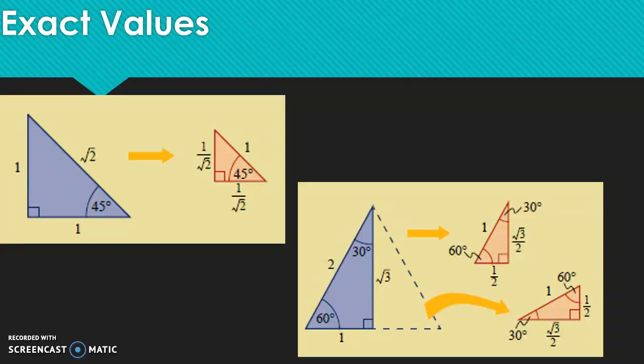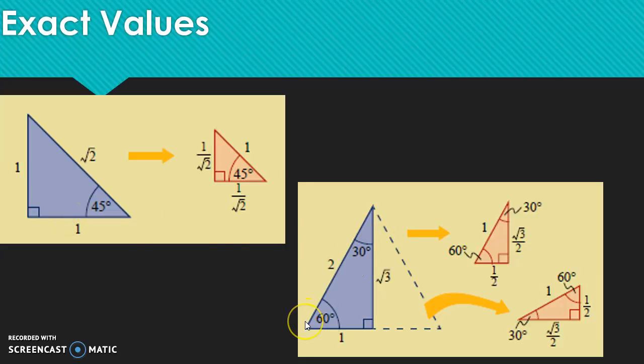So with our exact values, this all should be fairly familiar to you. We're after exact values of sine 45 degrees, 30 degrees and 60 degrees. For the 45 degrees we start with our right angle triangle with sides of 1 and 1, and using Pythagoras it gives us a hypotenuse of root 2. So sine of 45, opposite over hypotenuse, is 1 over root 2, cos 45 is 1 over root 2, and tan is 1 over 1, which is just 1.